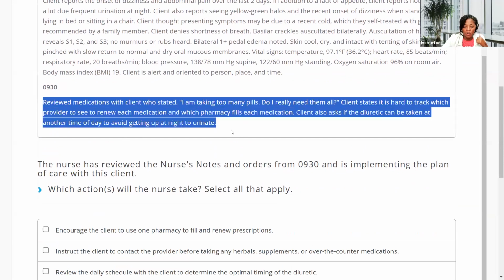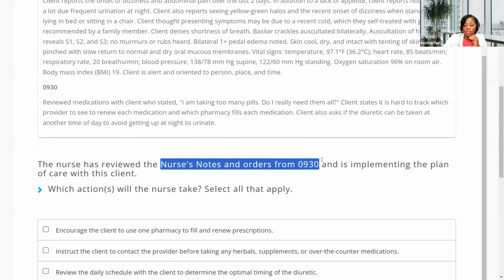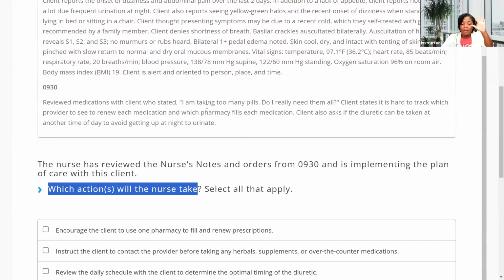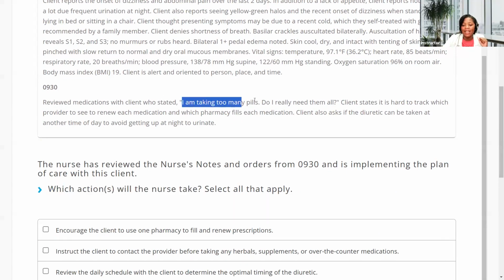Looks like we have another note entered, and it tells us the nurse has reviewed the nurse's note and orders from 9:30. So we must read this new note. And they're asking, which action will the nurse take? So based on the reading of the note, let's check it out. So this says, at 9:30, the nurse reviewed medications with the client who stated, I am taking too many pills. Do I really need them all? Client states it is hard to track which provider to see to renew each of these meds and which pharmacy fills each med. So she's all over the place, right?